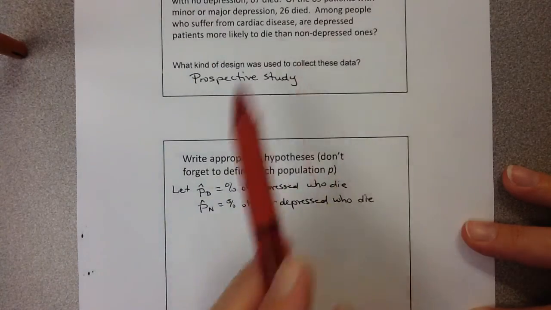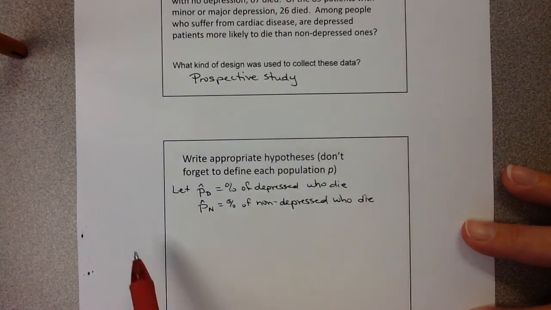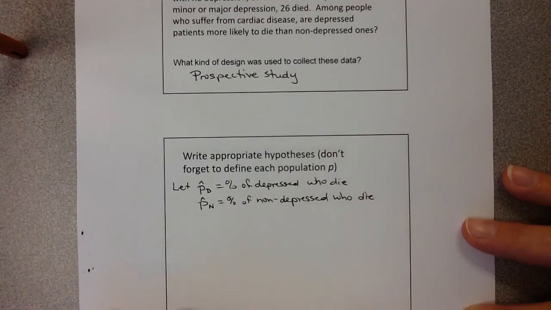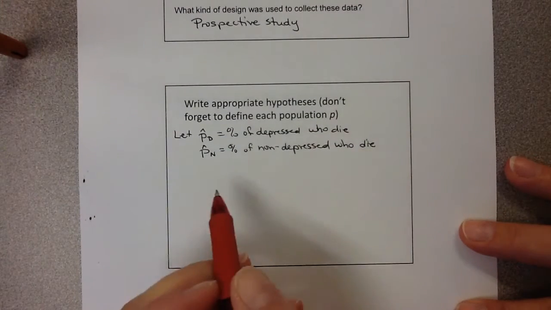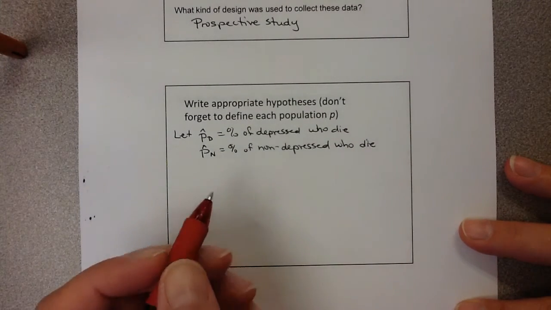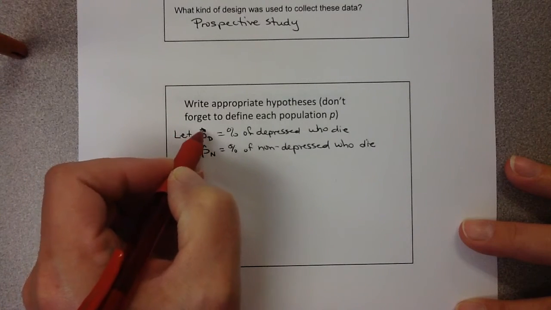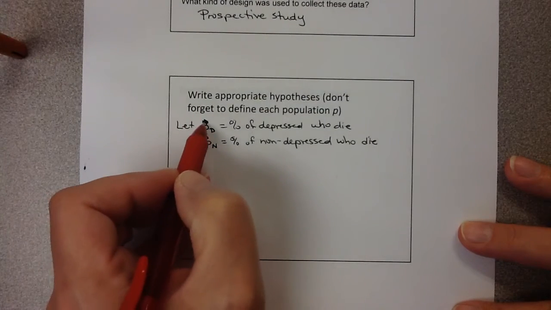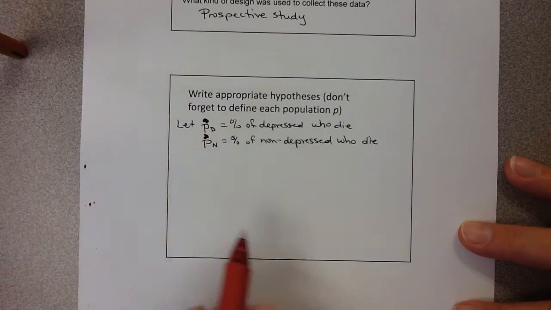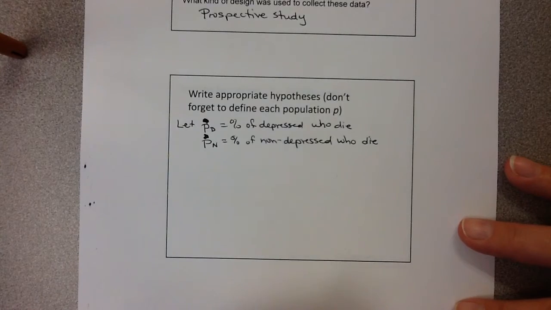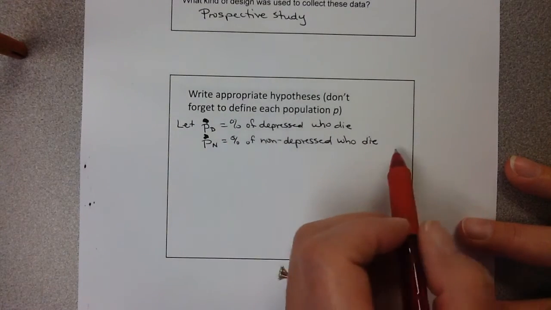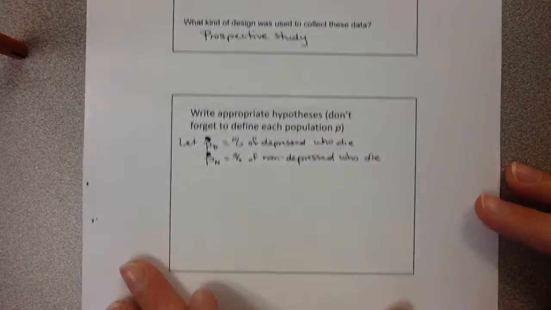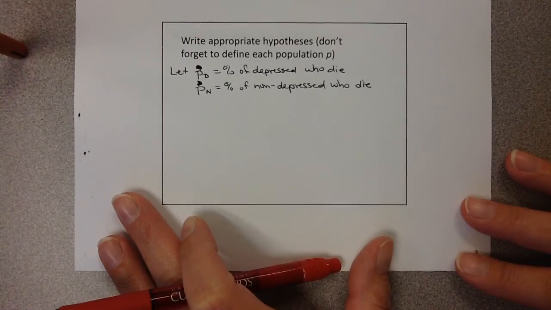So we know who died in the study. We want to make some sort of a thought about everybody who is depressed and dies or doesn't die with cardiac disease. So after we define our p hats, oh, these are not hats. These are p's. Mark those hats out. This is a statement about the entire population. So these are just plain old p. So all people who are depressed who die, all people who are not depressed who die. We don't need to do a test about the sample. We already know what they did. We're trying to run a test about the population.